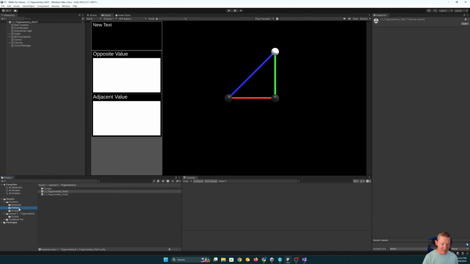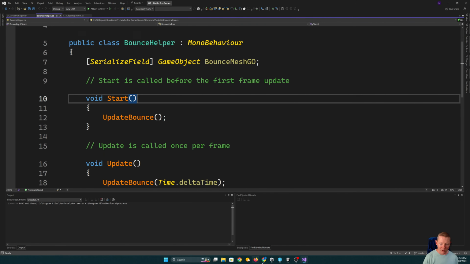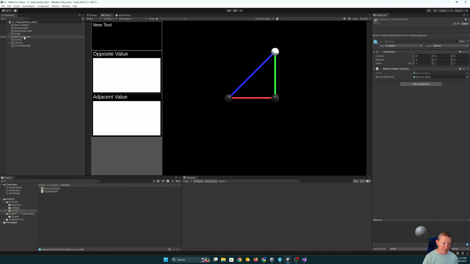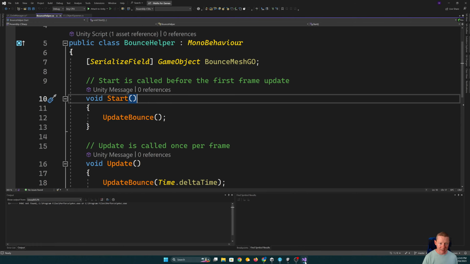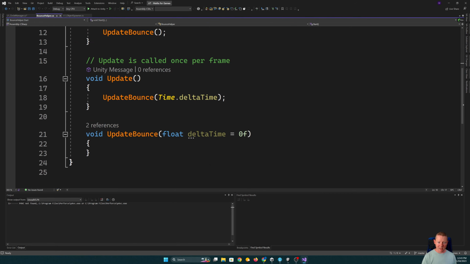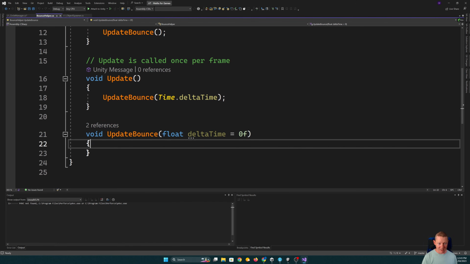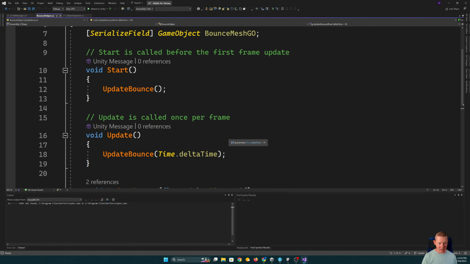Now, what I've done is the prefab already has a script on it, and so we've largely got everything we need. We've got stuff running for updating the bouncing. I'm passing in time, so here it's going to do the actual positioning logic. So we're going to get that up and running now.